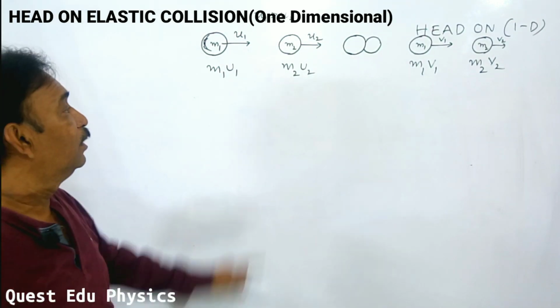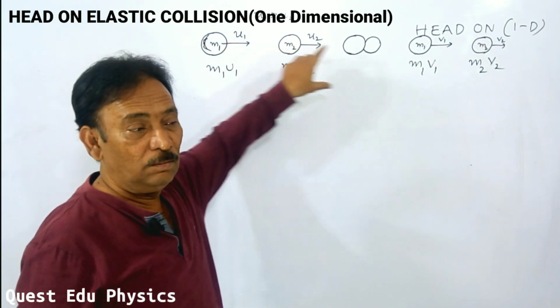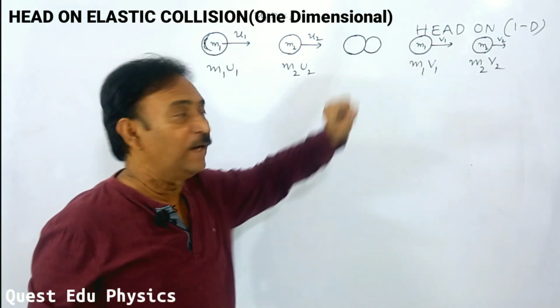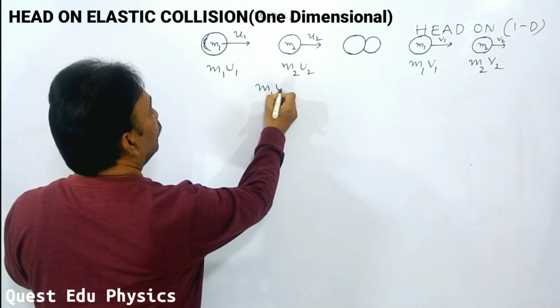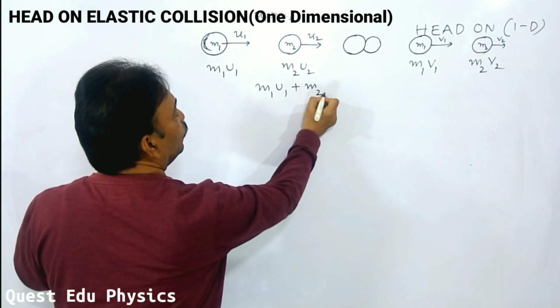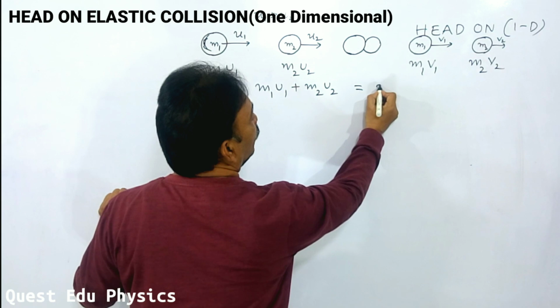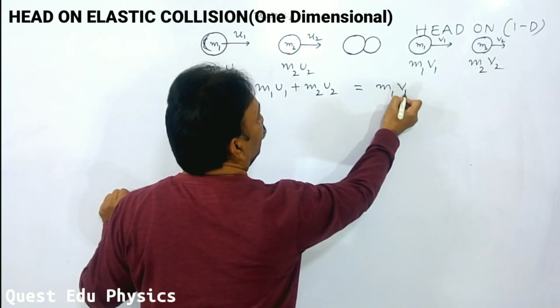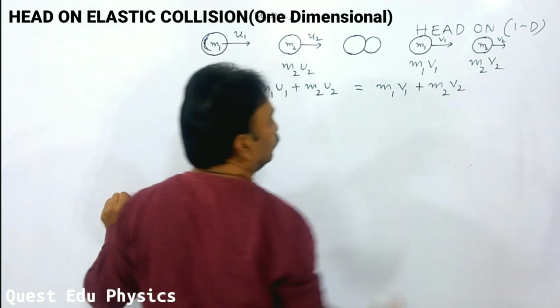According to the statement, they must be equal. Sum of the initial momentum must be equal to sum of the final momentum. Then we can write it as m1 u1 plus m2 u2 is equal to m1 v1 plus m2 v2.